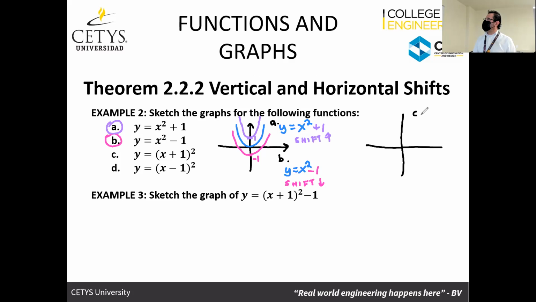If we look at C, the base function is still y equals x squared. However, now we've got something that's being added. And remember the tip that I try to tell you guys, where we're adding or subtracting inside the function. So now we're adding 1, but it's inside the function. So if it's inside the function, we're going to have a horizontal shift.